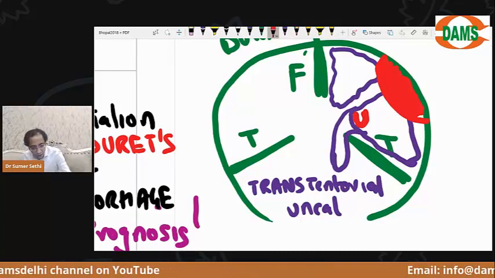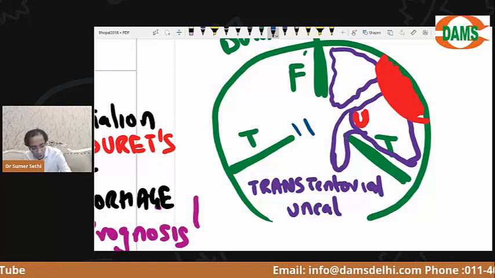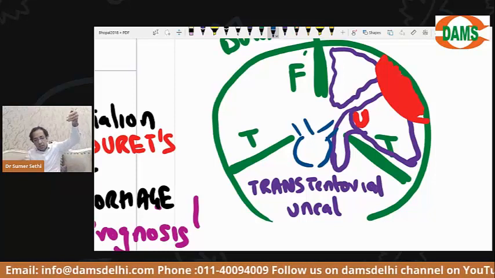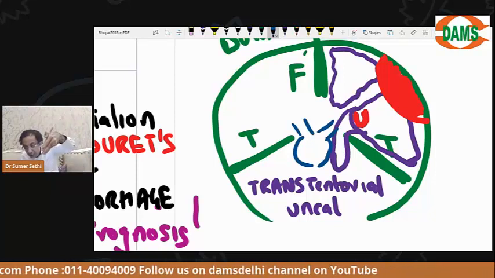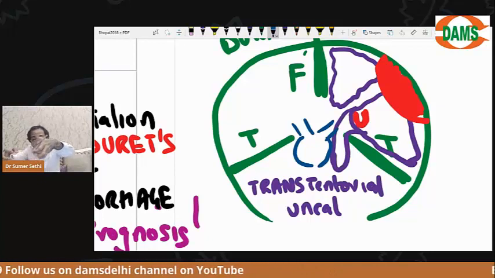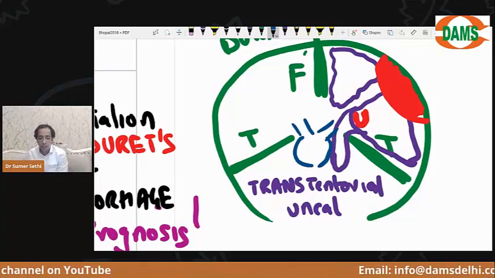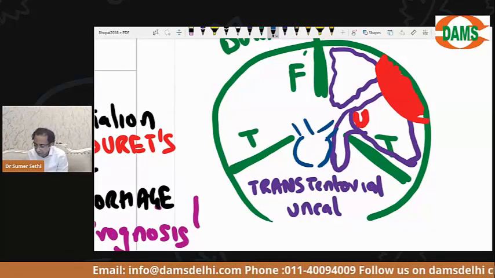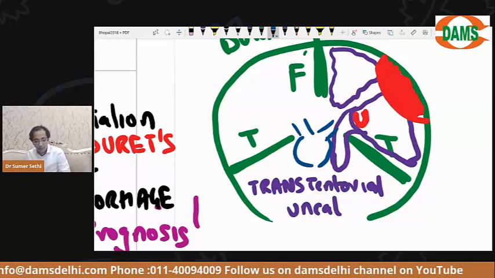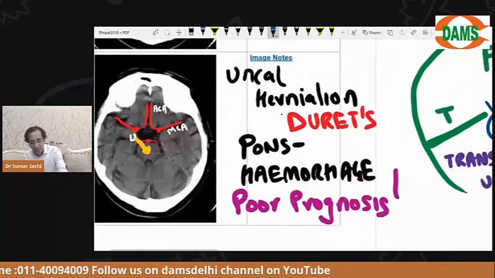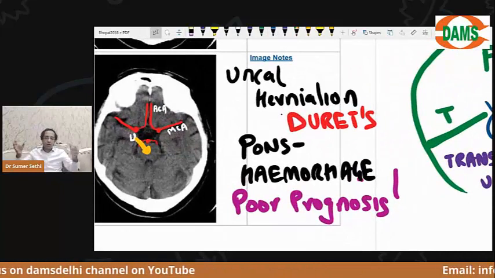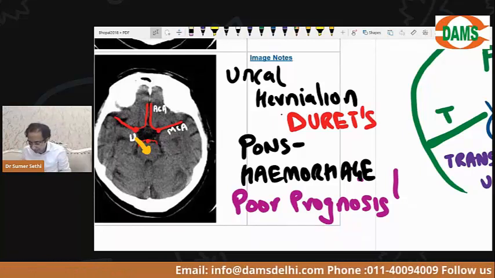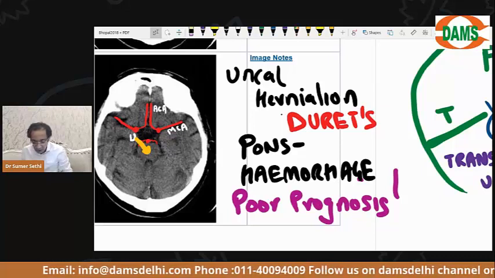Now if you can understand a little bit about anatomy, this is where you have the midbrain and this is where you have the pons. So the uncus, when it herniates, compresses the midbrain. Then if it reaches the pons and ruptures the pontine branches of the basilar artery, you will have a hemorrhage called Duret's hemorrhage, which indicates poor prognosis. Everybody understands? Are you clear? So you can understand that the uncus is the medial-most part of the temporal lobe which herniates in transtentorial herniation. Everybody follows?